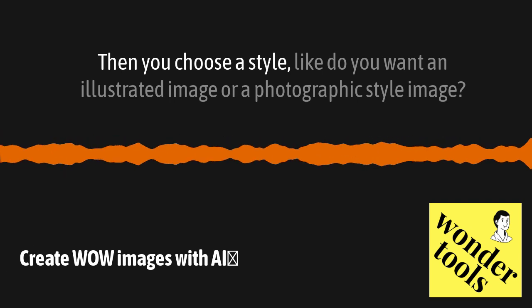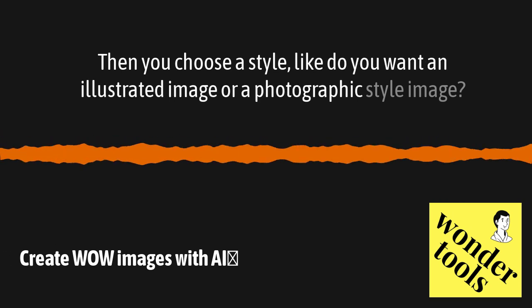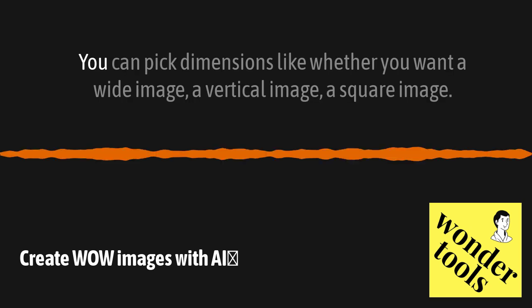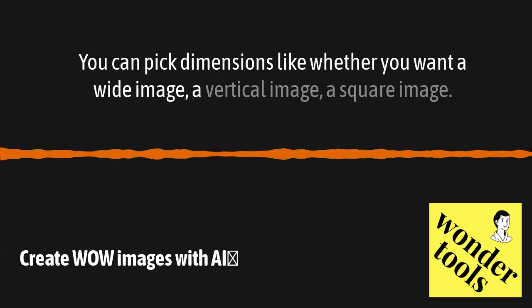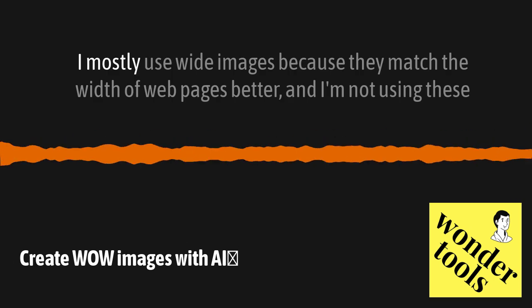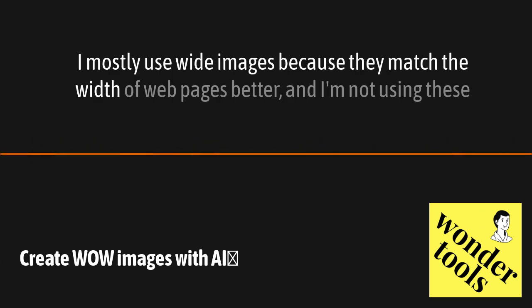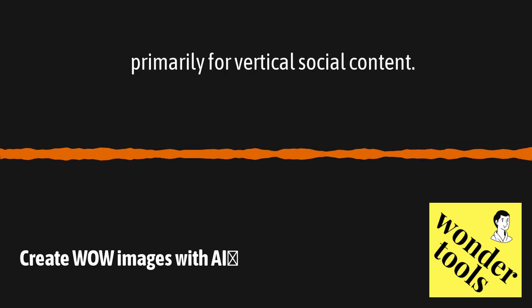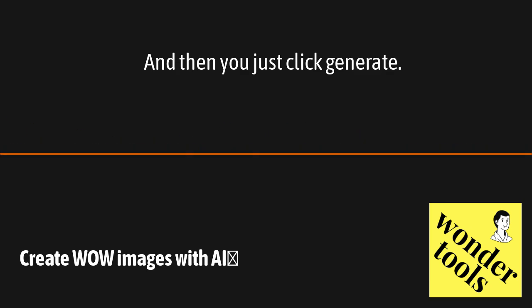So you don't have to worry about getting the prompt precisely right. Then you choose a style, like do you want an illustrated image or a photographic style image? Or you can pick auto and let the algorithm decide and give you a few options. You can pick dimensions, like whether you want a wide image, a vertical image, a square image. I mostly use wide images because they match the width of web pages better, and I'm not using these primarily for vertical social content. And then you just click generate, and that's it.